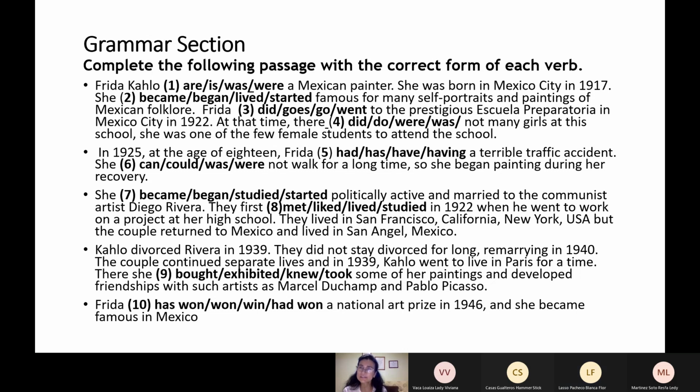Y a través de esas exhibiciones fue que entonces empezó a hacer sus amistades and develop friendships with artists like Marcel and Pablo Picasso. At the end, Frida has won, win, or had won a National Art Prize in 1946. Frida has won, win, or had won.